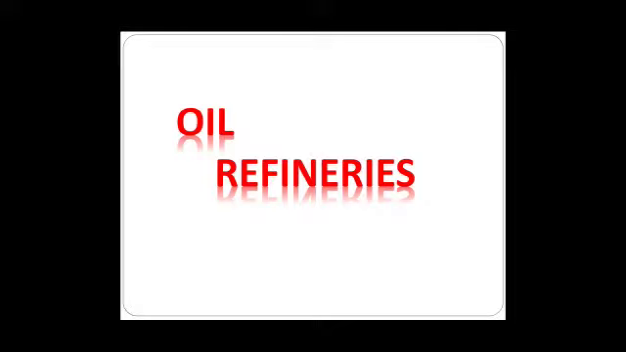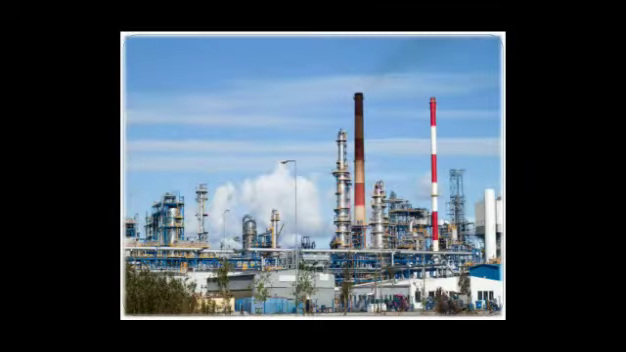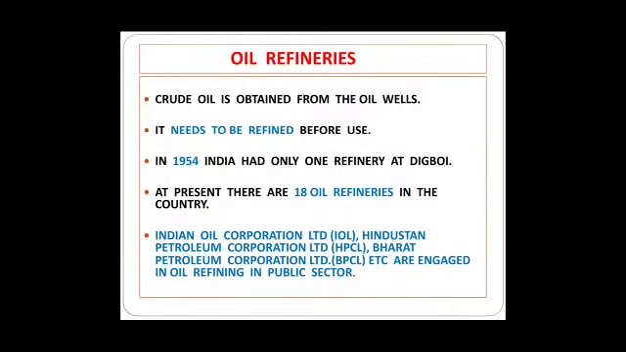Now children, as I told you, we will discuss oil refineries. So what are oil refineries? This is actually an industrial setup or a factory where crude oil is refined to make petrol, diesel, kerosene oil, turpentine oil, and a long list of products. The crude oil is obtained from oil wells. Crude means oil, petroleum in its raw form. It needs to be refined.